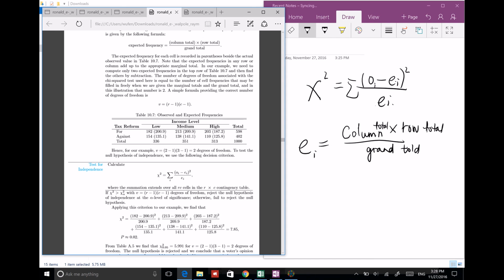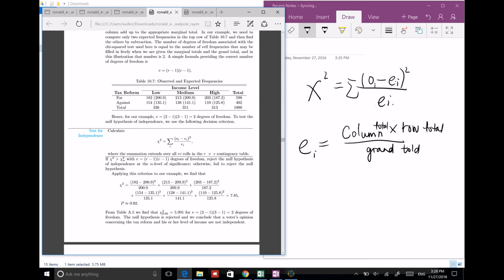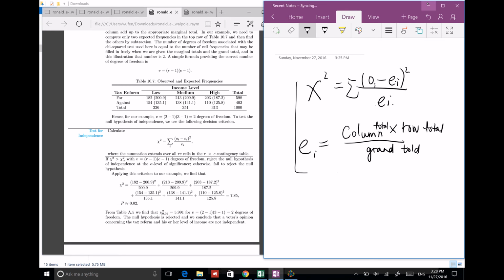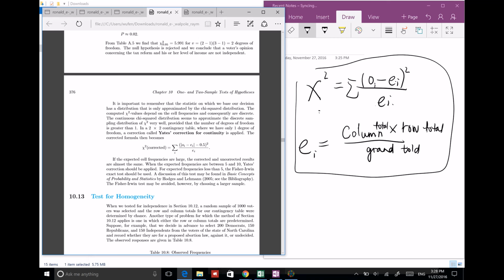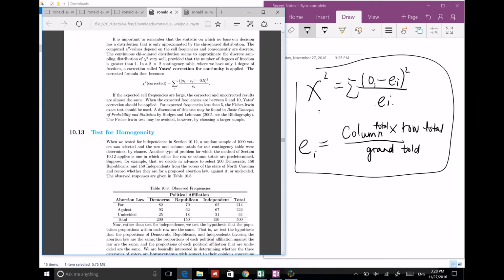We are going to have an example in the homework where you use this formula to find the chi-square and then find the p-value. If p is small, then we reject the null hypothesis. If p is high, then we do not reject it.